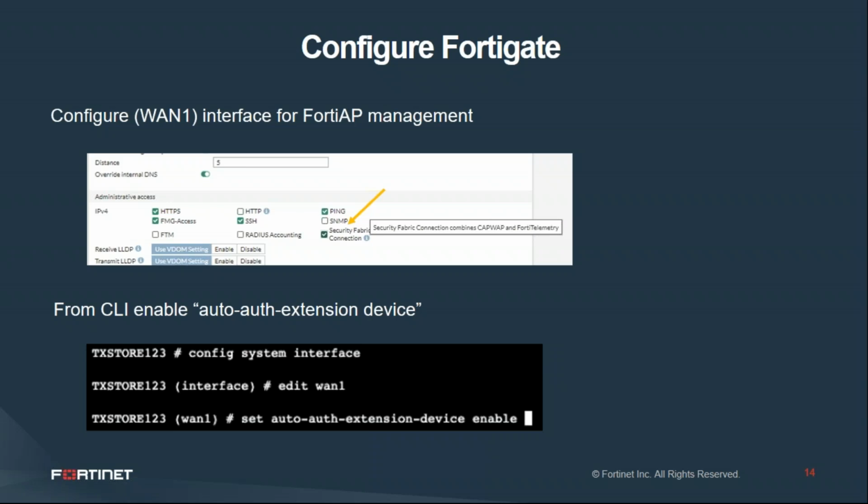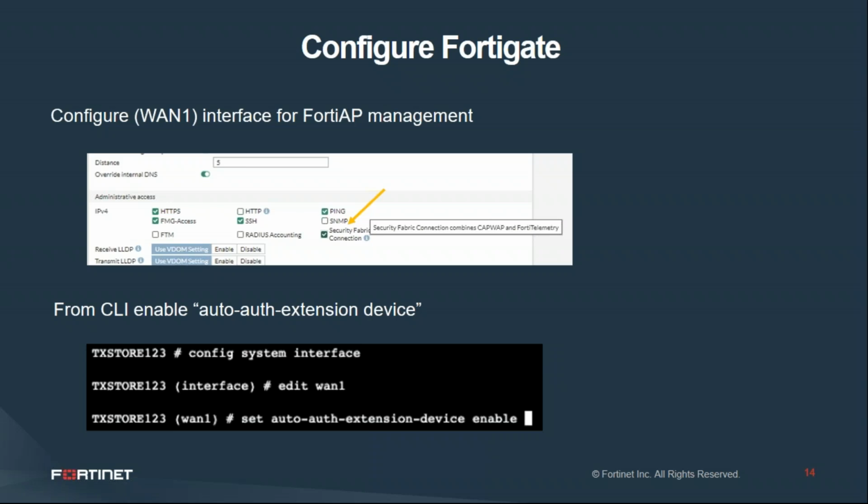Now, that, of course, doesn't have to be a rule. You can use any interface on the FortiGate to bring in your internet connection, but for the purposes of this presentation, I'm using WAN 1 to manage the access points.